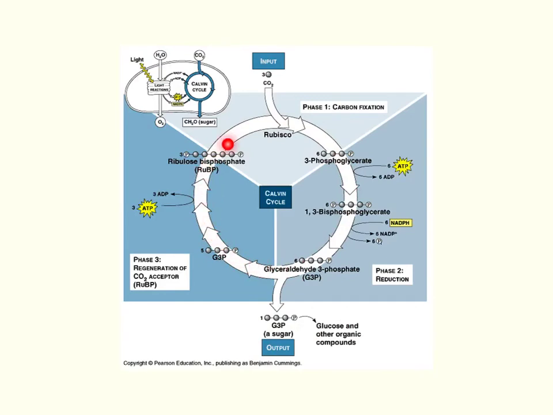Remember, I'm not really interested in you knowing all these intermediate molecules. All I really need you to know is this enzyme for the Calvin cycle. All you really need to know is this enzyme called Rubisco, and that it fixes carbon. In other words, it takes carbon out of the air and puts it into this carbon chain, which ultimately gives you glyceraldehyde 3-phosphate, and that comes out and goes into sugar.